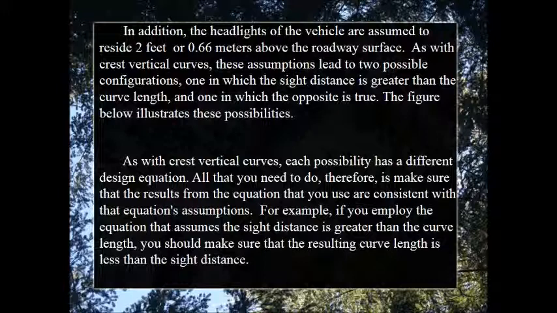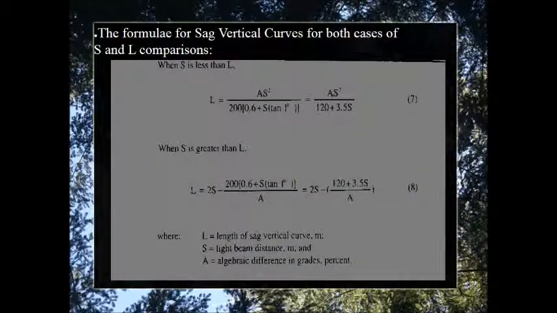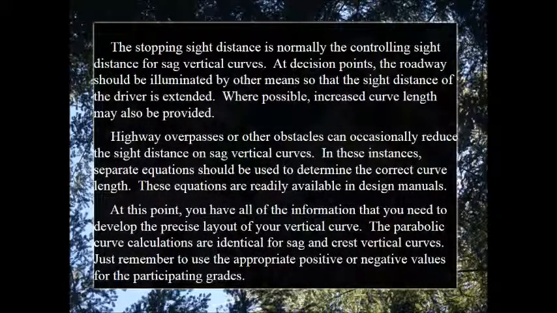For example, if you employ the equation that assumes the sight distance is greater than the curve length, you should make sure that the resulting curve length is less than the sight distance. Here are the formulae for sag vertical curves for both cases of S and L comparisons. Depending on the components given or required, any of these equations may be used. The stopping sight distance is normally the controlling sight distance for sag vertical curves.